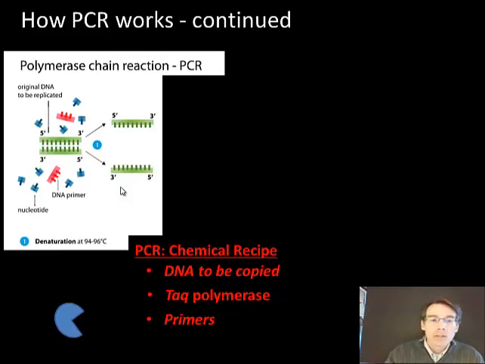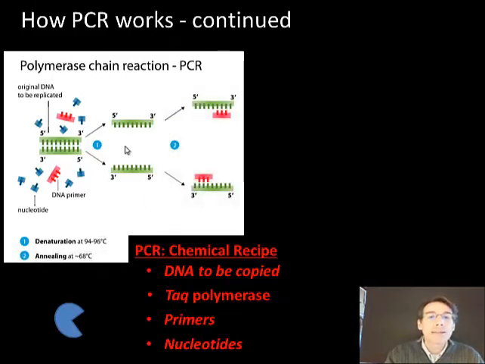Okay. So next thing we need is we need nucleotides. The nucleotides are going to be used for making more DNA, and you can see those are also included here in blue. All right, so we've already done our heating step. That heating step has unzipped our DNA.